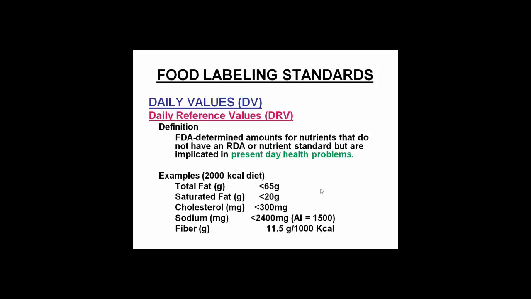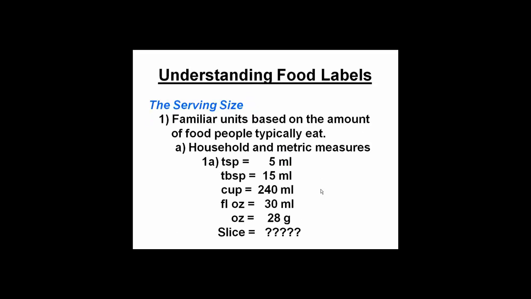So these nutrients don't really have an RDA, so you wouldn't find them on a chart like you would some of the other vitamins and minerals and things like that. But the FDA said these are important enough health issues that we need to inform the consumer about those. So those are the two guidelines that basically make up the DVs.